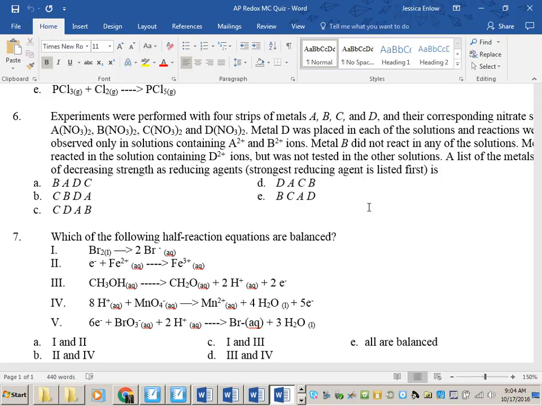D reacted with A and not with C. Okay, so D reacted with A but not with C. So A has to be more likely to be reduced than D. But regardless, once you figured out two of them, I think it really helped narrow down. CDAB. Once you figured out one of them, it was a trickle-down effect. And then after that, you really could narrow it down.